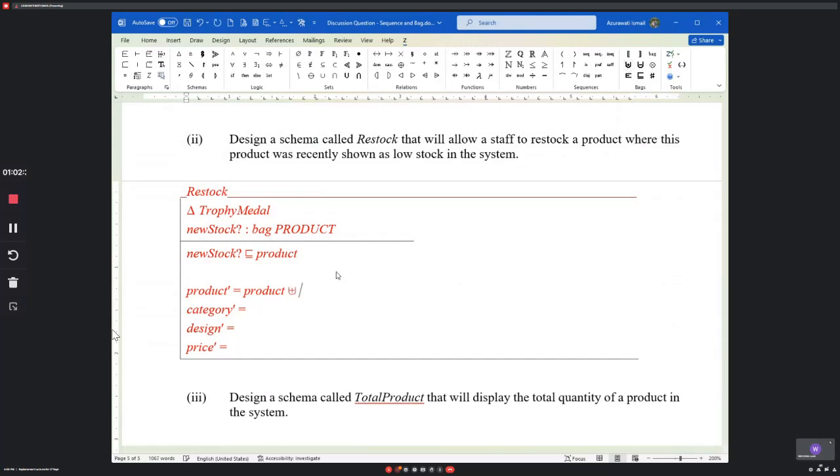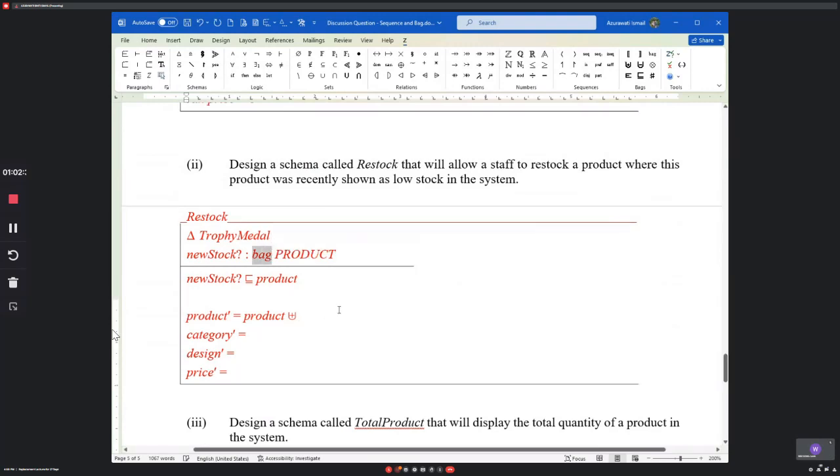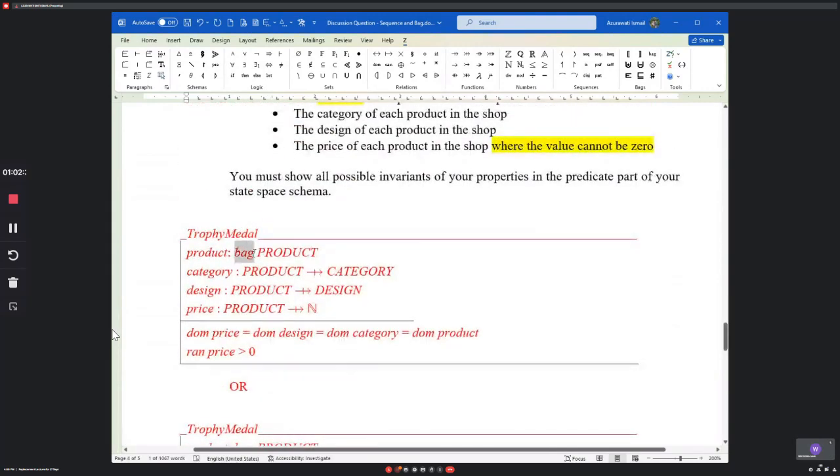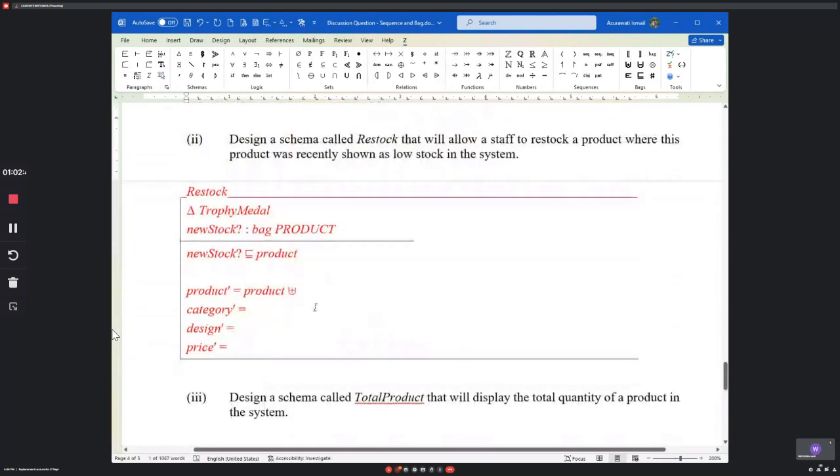After that, how to add? This is a bag. On top here is also a bag in our state space. So bag to a bag, you don't need to use double square brackets. Double square brackets are only for a single item. You are adding a quantity of items into your database, so you don't need the double square brackets. You just put new stock, question mark, like that. That's all, without the double square bracket symbol.